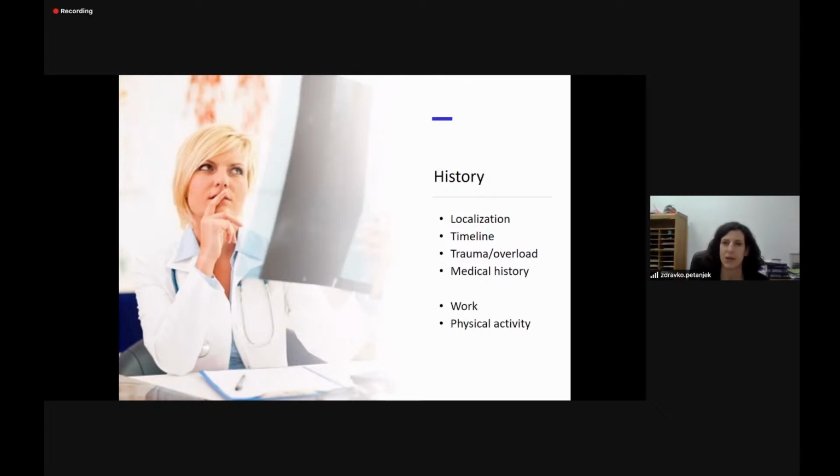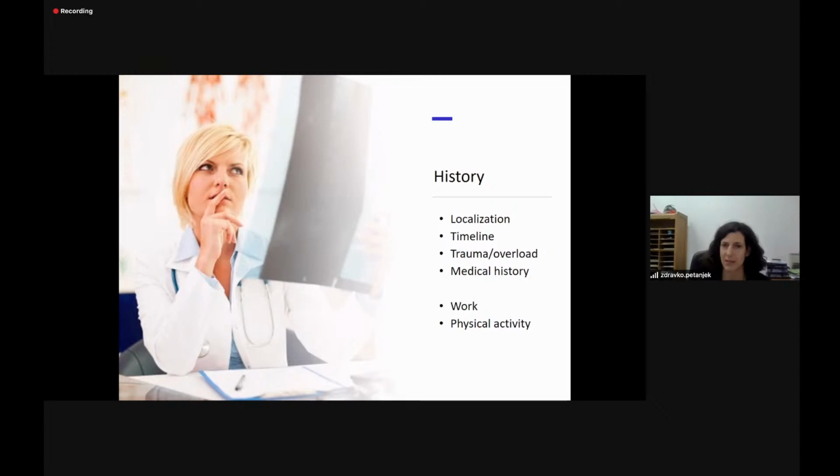Then you always have to ask for the exact localization. Is it only in the lower back, or do you have some pain and tingling in your legs, either one leg or both legs? Then you ask about trauma, of course, if there was any, and you ask for the work history and also for the physical activity, because many of our patients are not physically active enough, but many of them are also too physically active. That could also bring some derangements and lower back pain, of course.